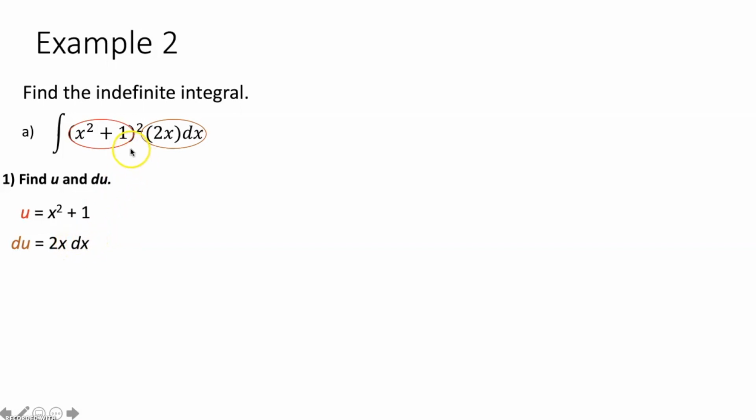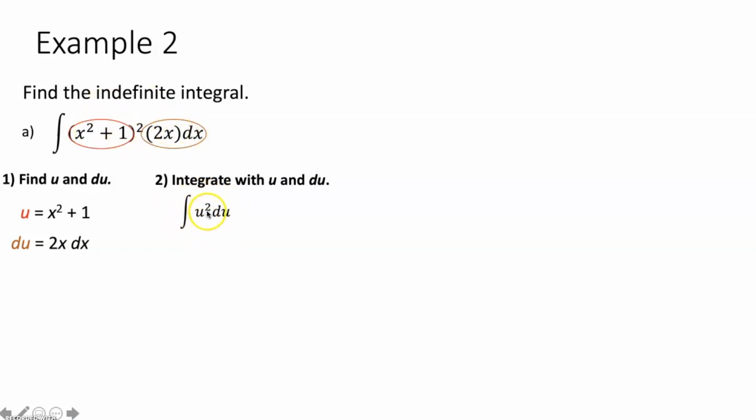So when I rewrite my integral in terms of u and du, I'm going to substitute u in for x squared plus 1, and I can substitute du in for that 2x dx, and I just get the integral of u squared du. That's why we did that. And look, we have an indefinite integral that is clearly much easier to integrate than our original integral.